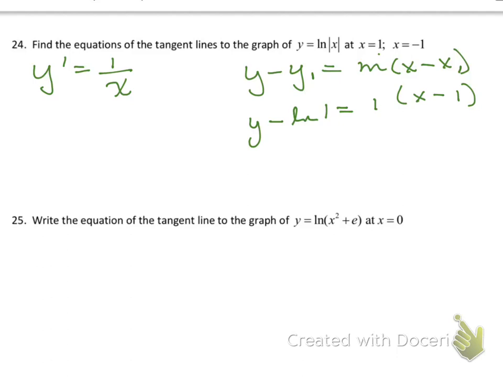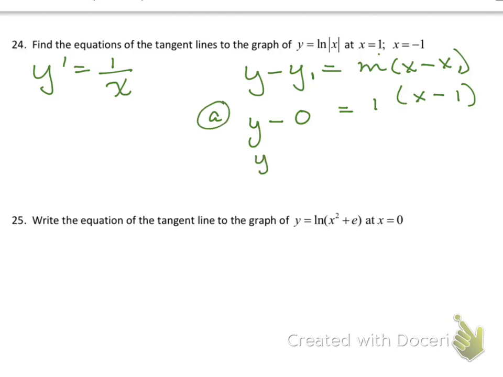Now, because natural log of 1 is 0, you can change that to y minus 0. So let's do that now. Okay, so I'm going to change this to 0, and now I'm really good. So that's my first equation. Now I have a second one because I have a second x.